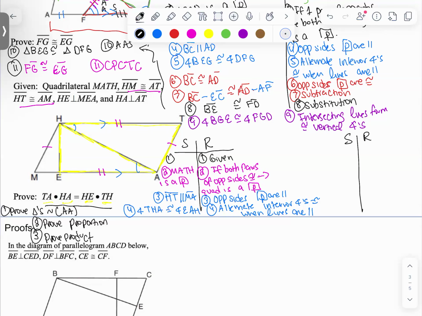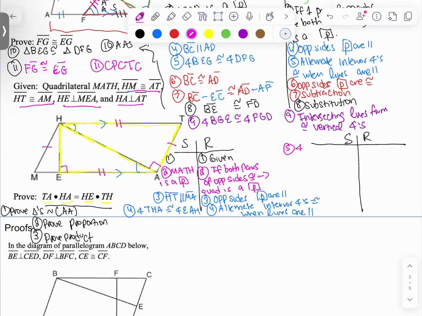And then from here, we still have more givens to use. HE is perpendicular to MEA. That means it forms a right angle. And HA is perpendicular to AT. So where they intersect, they also form a right angle. And that gives us our second A for AA. Let's get this into our proof.